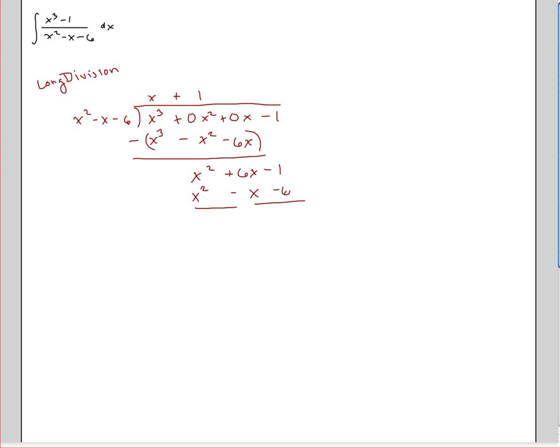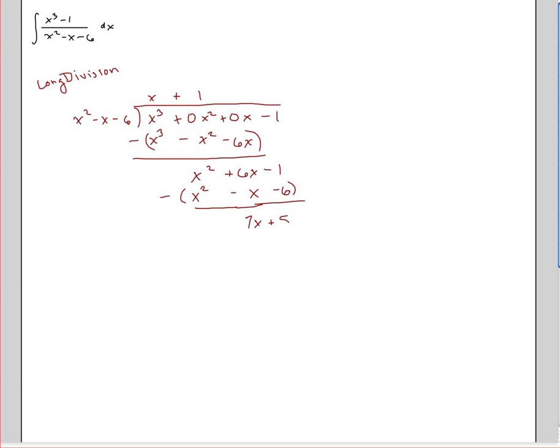And I'm going to subtract that off. And when I take x squared minus x squared, that's 0. That's why I chose 1, right? 6x minus x is 7x. Minus 1 minus, that's minus 1 plus 6, which is going to be plus 5, right?